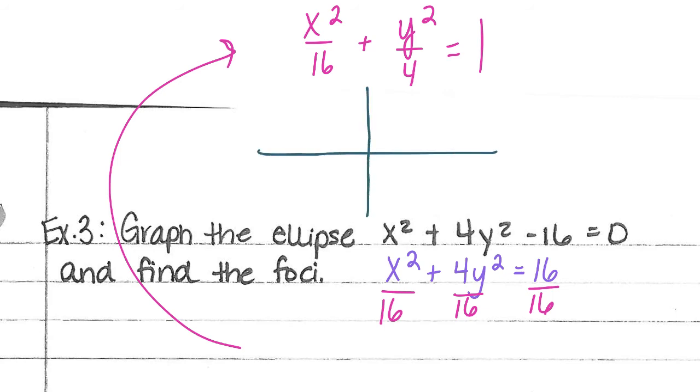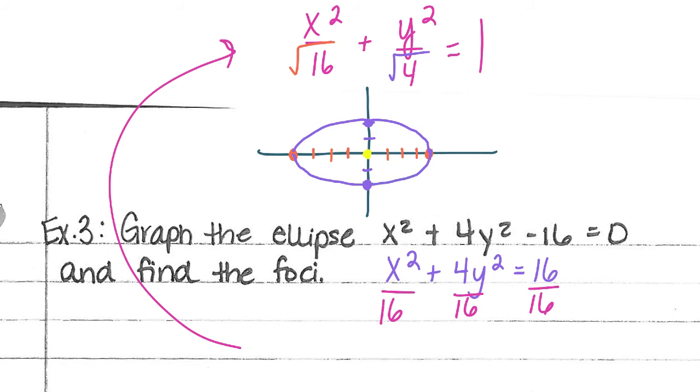So I know the center is going to be at 0, 0. I'm going to graph the square root of 16, 4 to the right and 4 to the left, because that goes right off the center. And the square root of 4 is 2 up, 2 down. So my ellipse, notice the major axis, is on the x-axis.